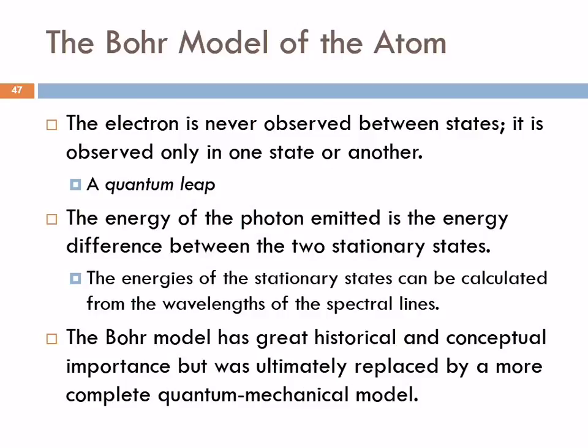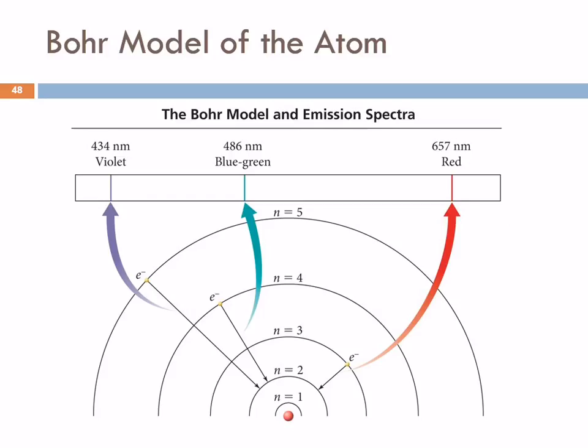So the Bohr model is relatively easy to understand because we can kind of visualize it. Look at my shoes. My shoes have sort of a Bohr depiction of atoms on them. It's like the solar system, right? We can picture it. It has great historical and conceptual merit, but it's not correct. So let's look at this.